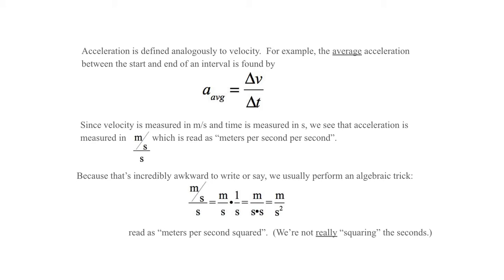But because that's incredibly awkward to write or to say, we usually perform an algebraic trick, and we say meters per second algebraically would be: take the first one and do keep flip change. So we keep the first one, we flip the second, which is that we change to 1 over seconds. Seconds becomes 1 over seconds, multiply. And then algebraically, the m times 1 becomes just m, and the s times s becomes s squared, because anything times itself is a square. And so we read this as meters per second squared.